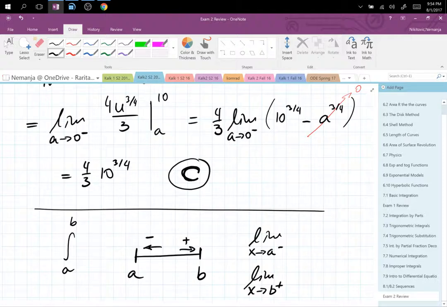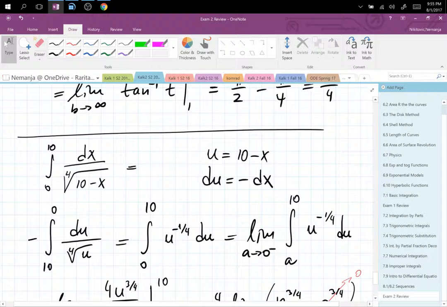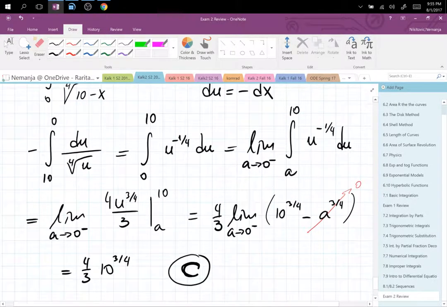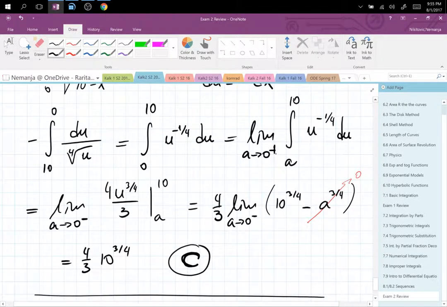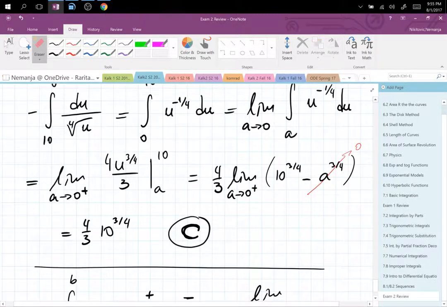Oh, wait, hold on. I had it backwards. You are approaching a from the right, so it's a plus. And you are approaching b from the left, so it's b minus. Would that mean you have to put your sign for the a then? Yeah, I just did, right here. It's a plus, where the a is 0. Oh, did I have it backwards? Oh, yeah. It's a plus. Yep. Good catch.